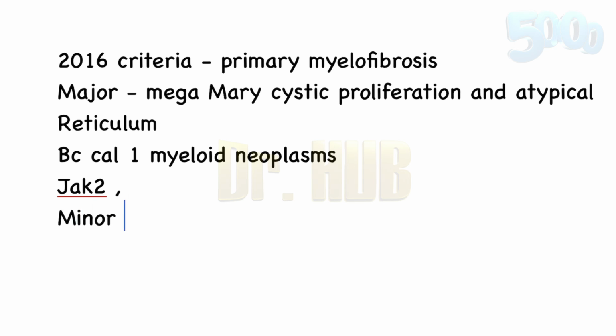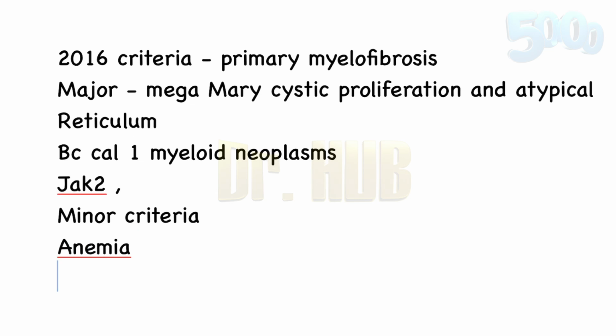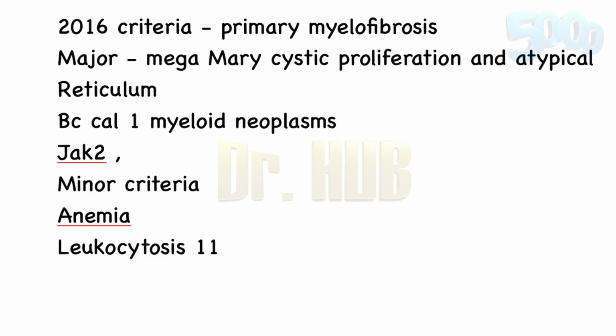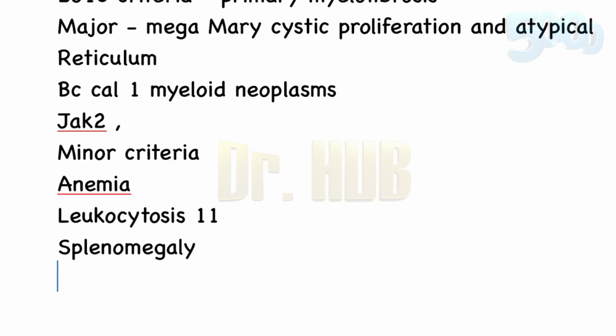Now, what are the minor criteria? Minor criteria: there is a presence of at least one of the following that is confirmed in 2 consecutive determinations. That is, you have anemia that is not attributed to a comorbid condition, then leukocytosis greater than or equal to 11 x 10^9 per liter, then palpable splenomegaly, then LDH increased above the upper limit of the reference range, and then also leukoerythroblastosis.